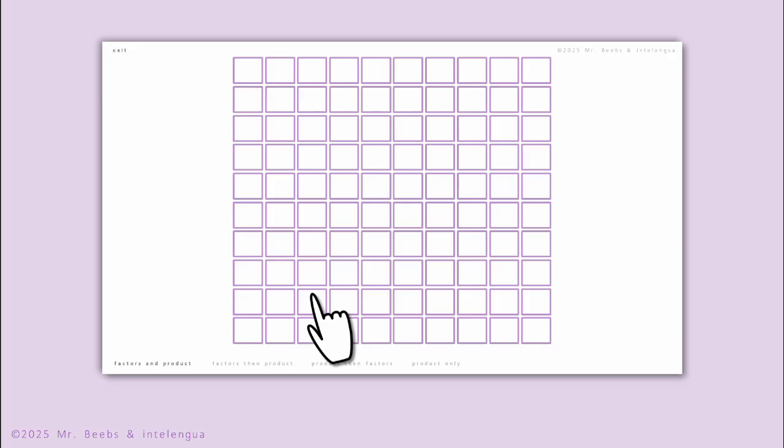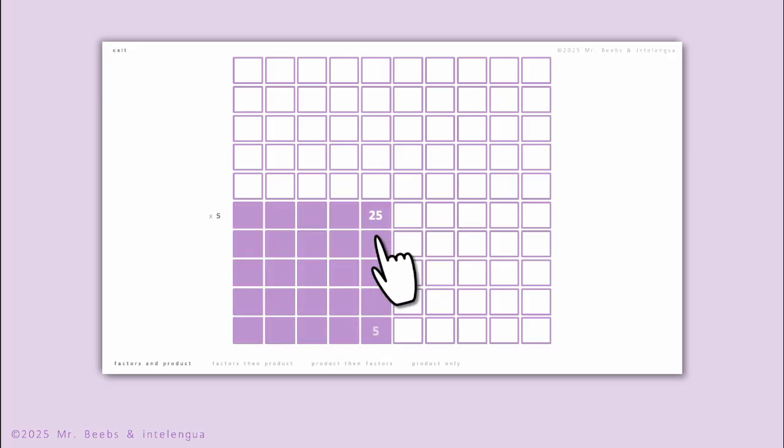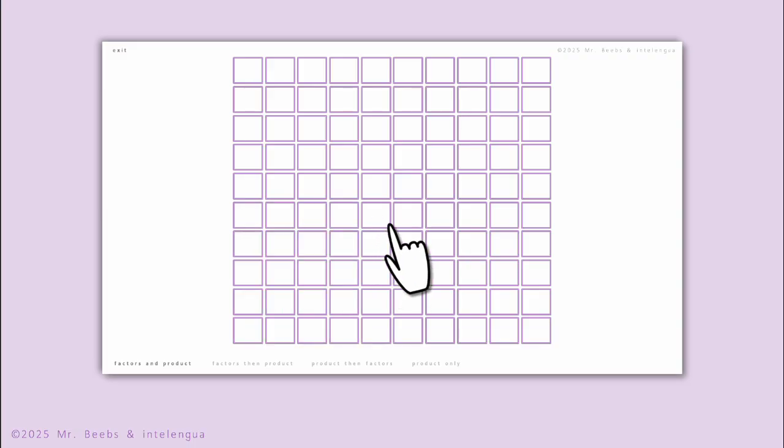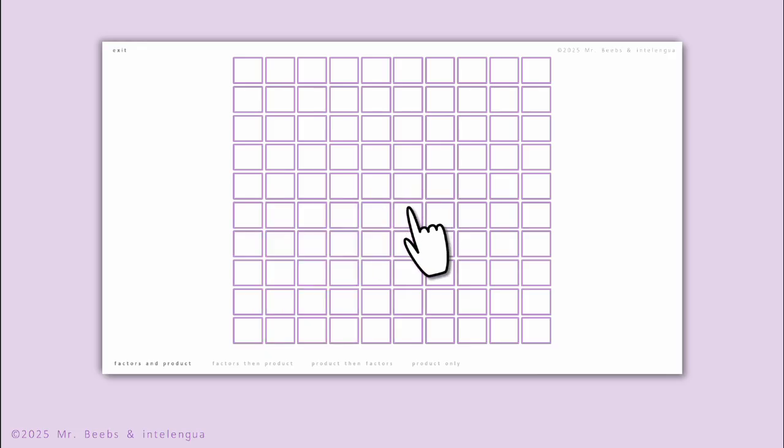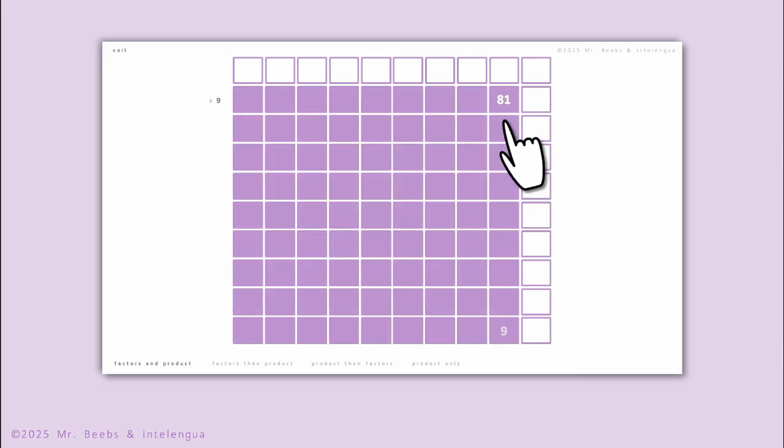Or you may want to focus on the totals we call squares. 3 rows of 3 is 9. In a square, the number in the row is the same as the number of rows. 3 rows of 3 is 9. 5 rows of 5 is 25. 6 rows of 6 is 36. You'll notice that the squares go up in a diagonal. 9 rows of 9 is 81.